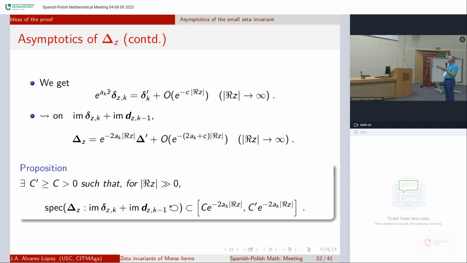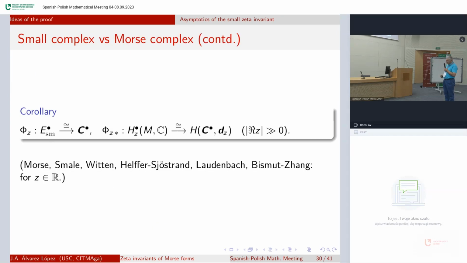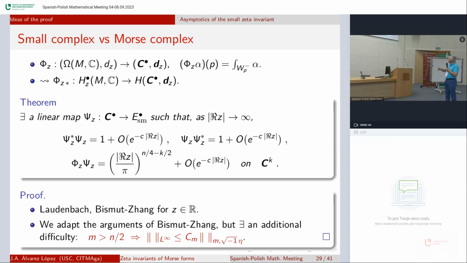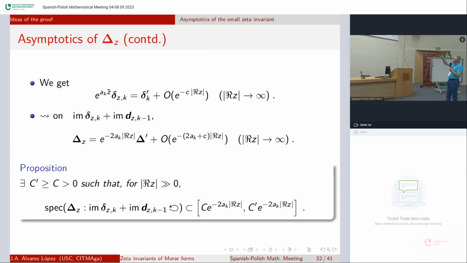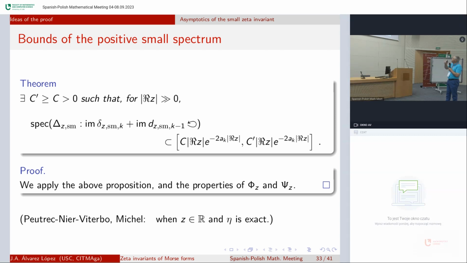I have jumped one page. Okay, it doesn't matter. Okay, as a consequence, we get this theorem for the spectrum of the twisted Witten Laplacian, the small part of the twisted Laplacian.